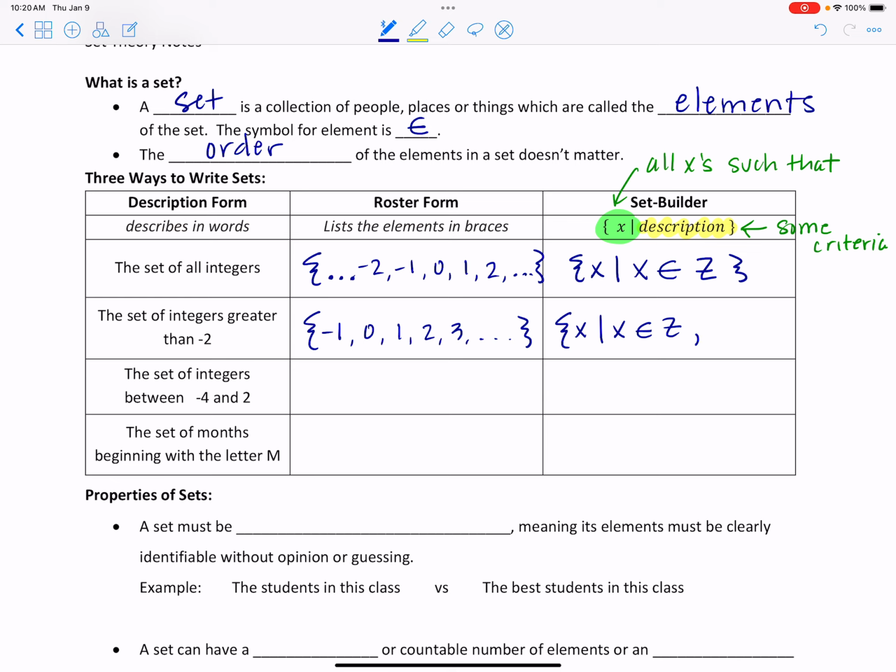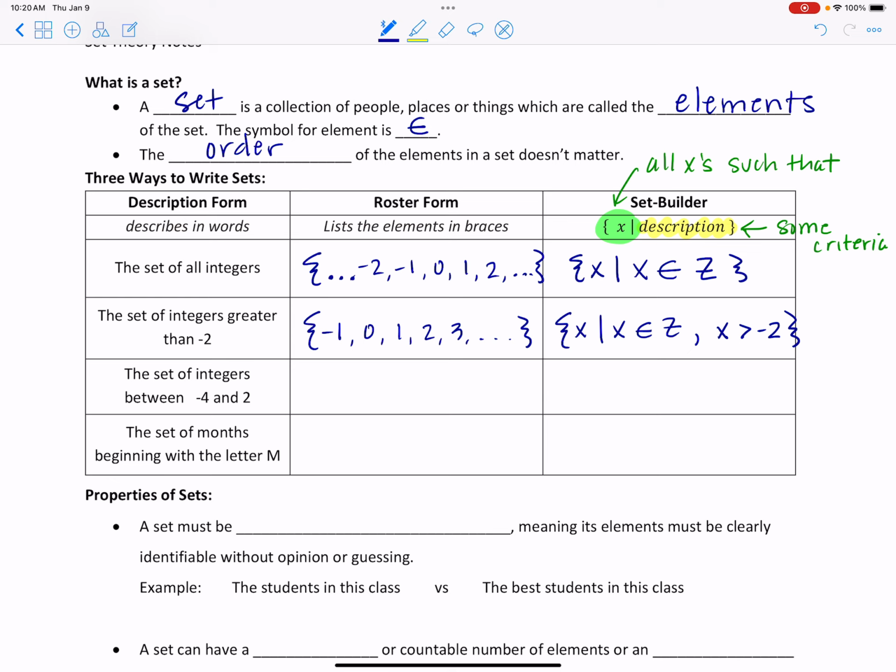So now I'm going to put that second criteria in here. Again, these x's have to be greater than -2, and that would be the set builder notation. And I'm really not good at drawing these braces for some reason. Drawing the one on the right is harder for me than the one on the left, so excuse my braces.